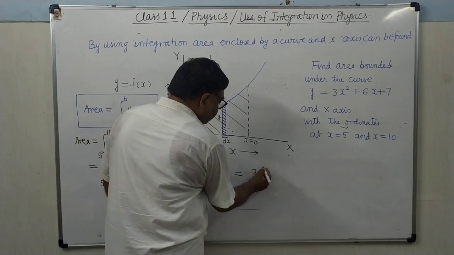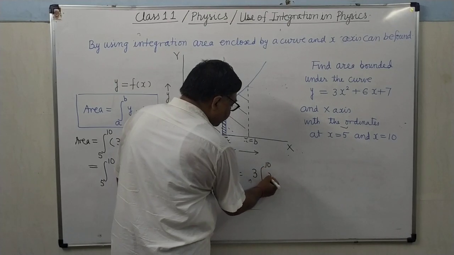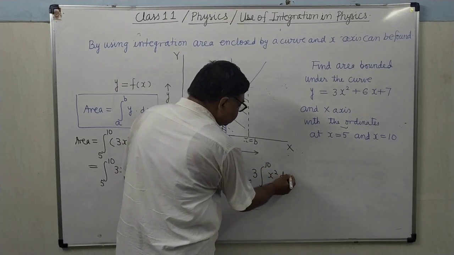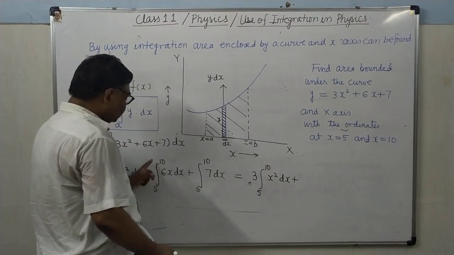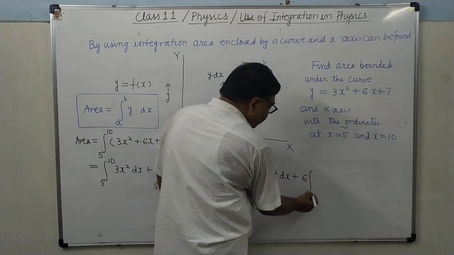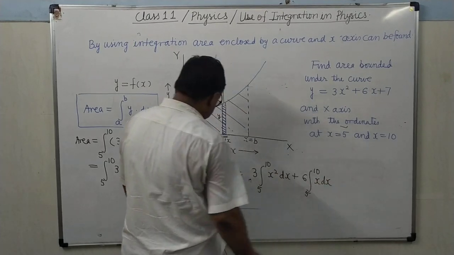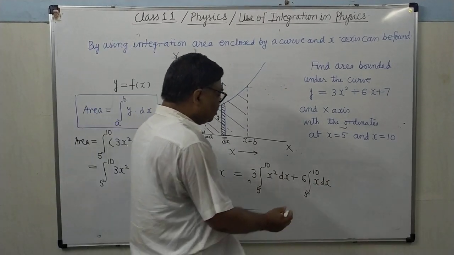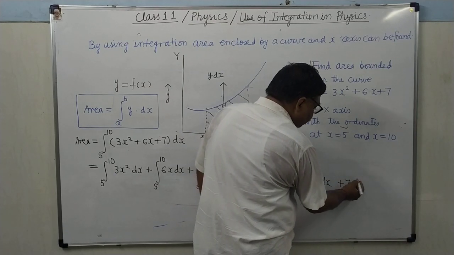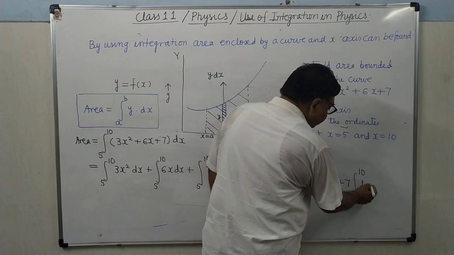So 3 integral 5 to 10 x square dx, plus then 6 you write in the beginning, integral 5 to 10 x dx. It's clear. Then 7 integral 5 to 10 1 dx.